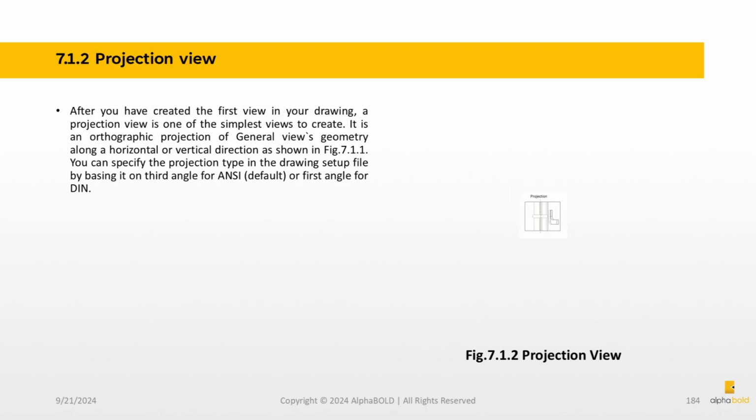After you have created the first view in your drawing, a projection view is one of the simplest views to create. It is an orthographic projection of the general view's geometry along a horizontal or vertical direction. You can specify the projection type in the drawing setup file by basing it on third angle for ANSI, default, or first angle for DIN.